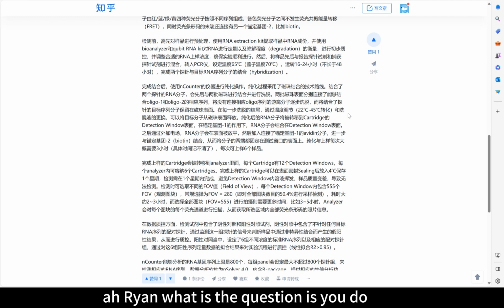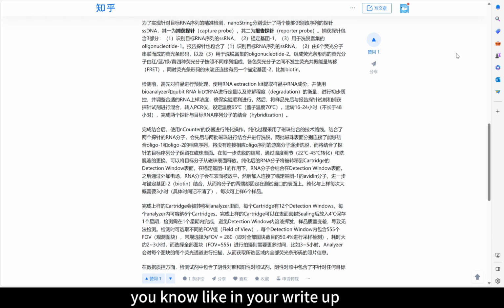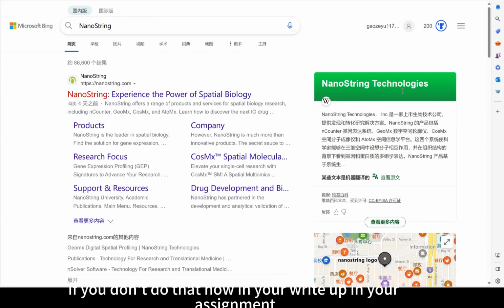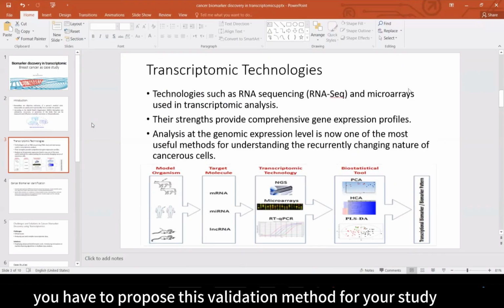Okay, Ra'an, the question is, you did a discovery using RNA sequencing. So did you do any validation using another platform? If you don't do that now, in your assignment write-up you have to propose this validation method for your study.